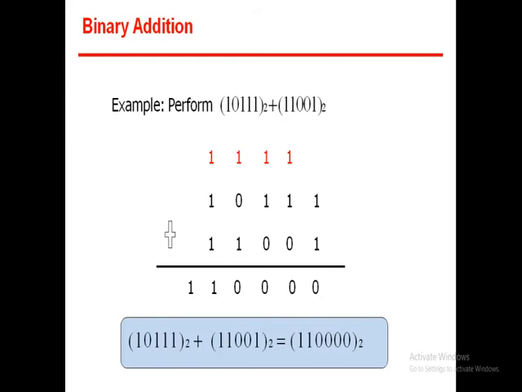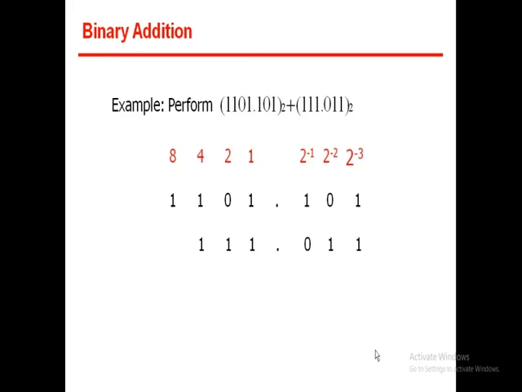Then next, another example, adding 1101.101 plus 111.011. So here we have decimal points, so it is fractional addition. Here it shows the positional weights: 2 raised to 0 is 1, 2 raised to 1 is 2, 2 raised to 2 is 4, 2 raised to 3 is 8. Then 2 raised to minus 1, 2 raised to minus 2 and 2 raised to minus 3. Then what will be the result?